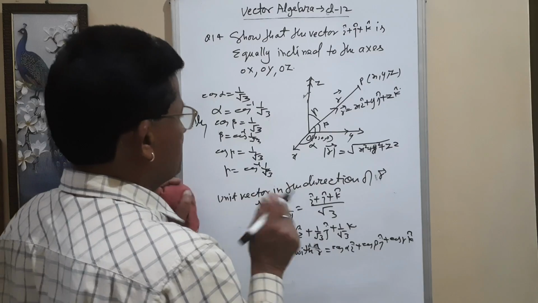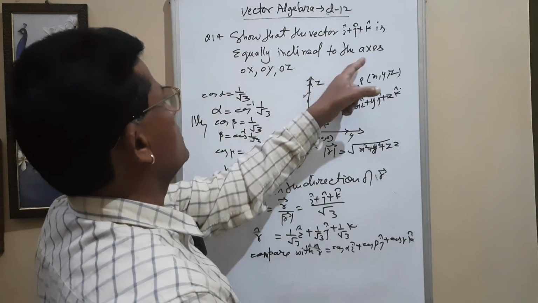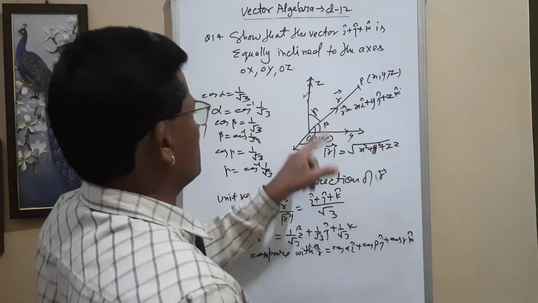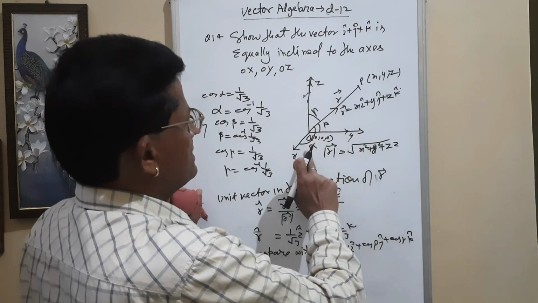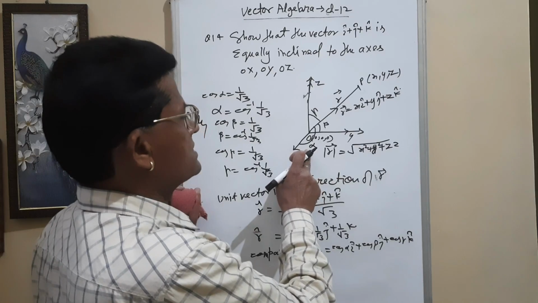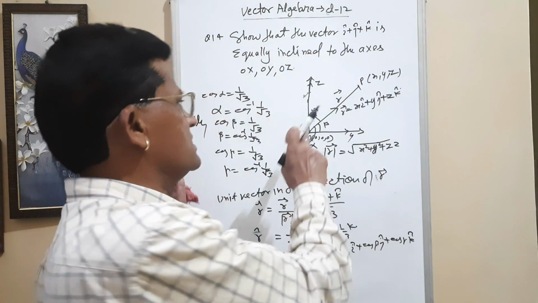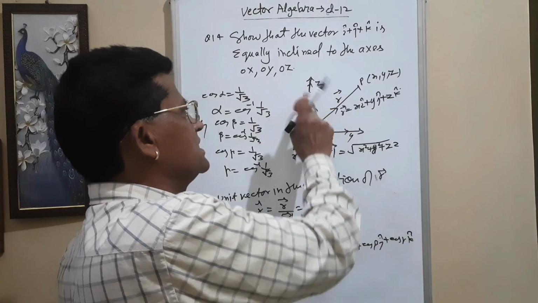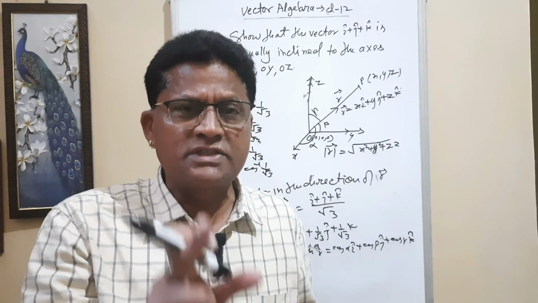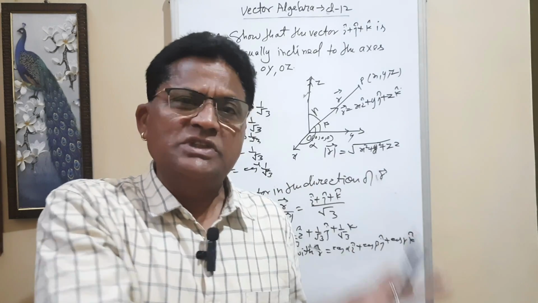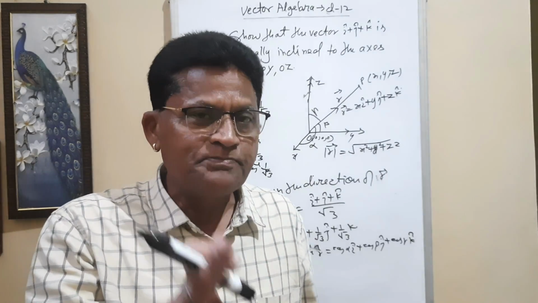My dear student, it is given to show that this vector is equally inclined to the x-axis, y-axis, and z-axis. I already told you this is the vector which makes alpha angle with the positive direction of the x-axis, beta angle with the positive direction of the y-axis, and gamma angle with the positive direction of the z-axis. Alpha, beta, gamma are the direction angles which the vector r makes with the positive directions of the x-axis, y-axis, z-axis. Clearly you understand, okay?